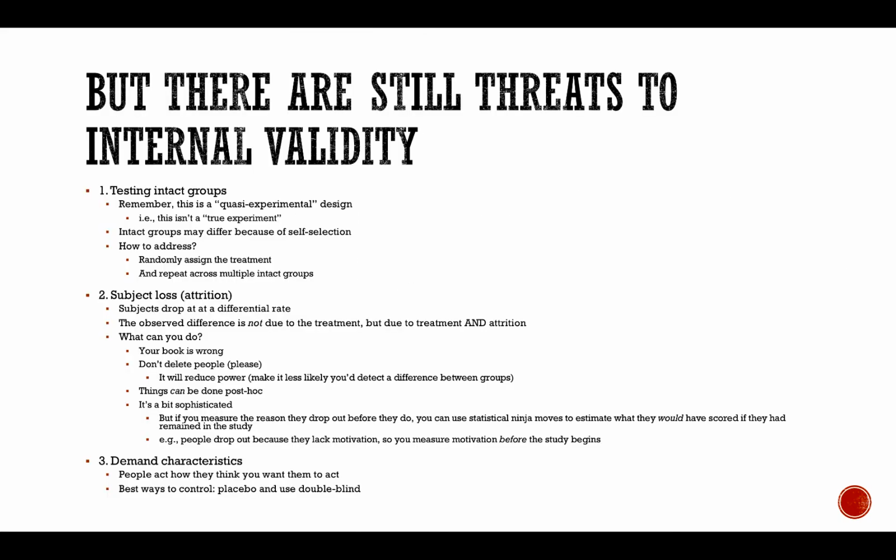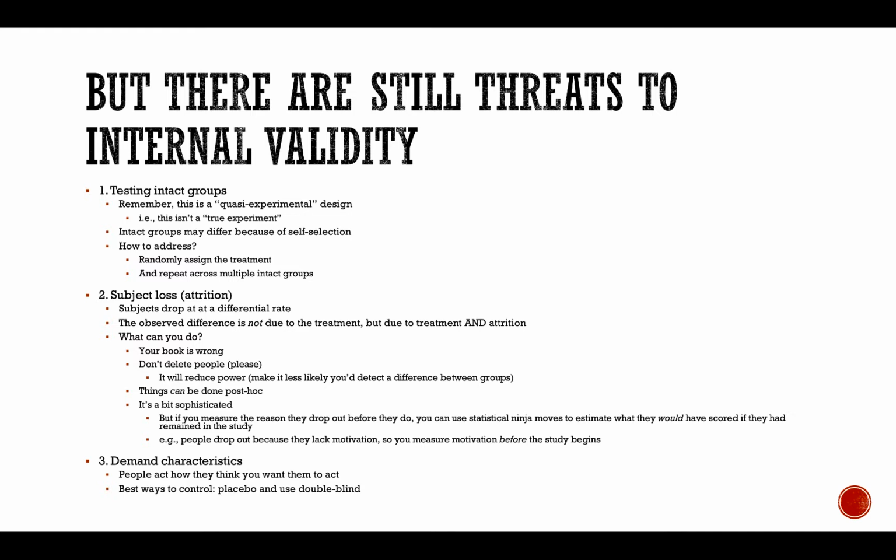Right, but there are still threats to internal validity. So even with random assignment, that fixes the majority of internal validity issues, but we still have threats to internal validity that exist. For example, when we are testing intact groups, we still have the threat of selection bias. Remember, this is a quasi-experimental design, which means that it isn't a true experiment. So in a quasi-experimental design, we are randomly assigning the treatment to groups, but we are not randomly assigning people to the groups, if that makes sense.